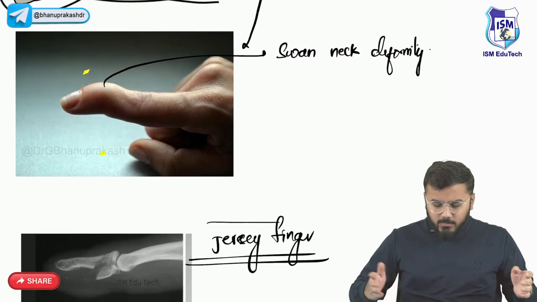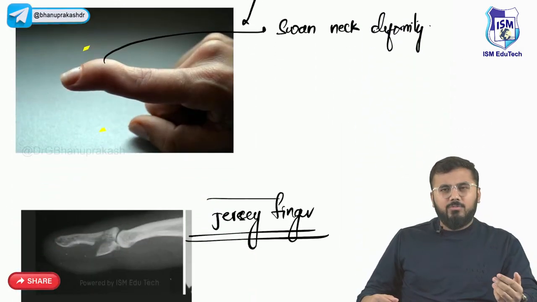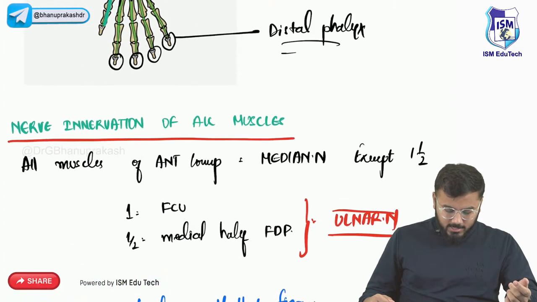So, swan neck deformity, jersey finger, baseball finger, mallet finger. I hope all of you have revised this, right? So, can anyone tell me, okay, I'm closing this. Can anyone tell me, if there is rupture of the tendon here on the flexor region, so what kind of finger do you call it as?